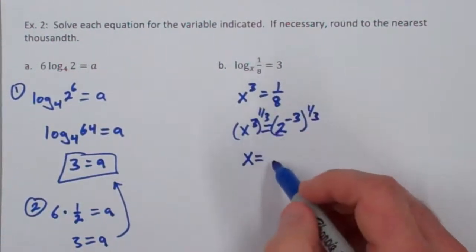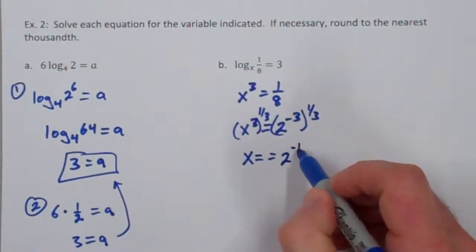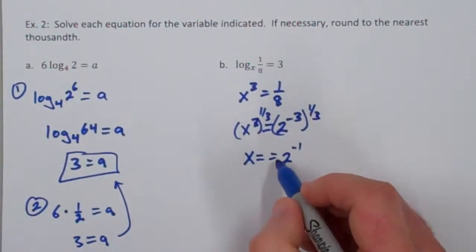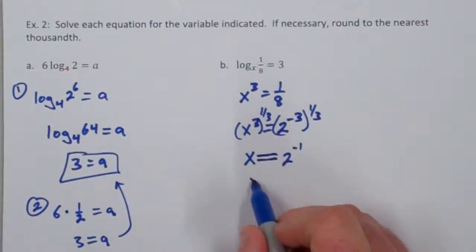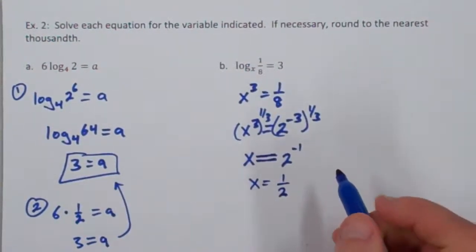we've got x is equal to -3 times 1/3, which would be -1. Base has to stay. Whoops, wrote 2 equal signs there. So x will be 2 to the -1, which is the same as 1/2.